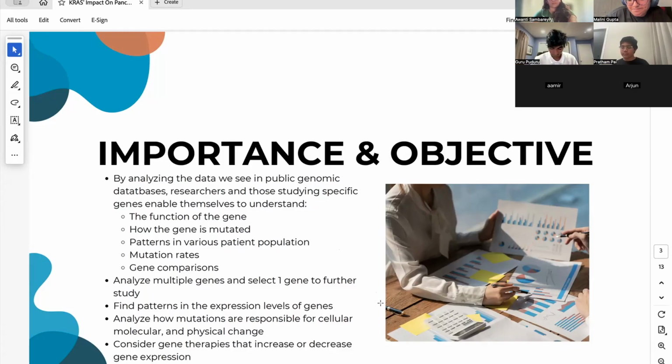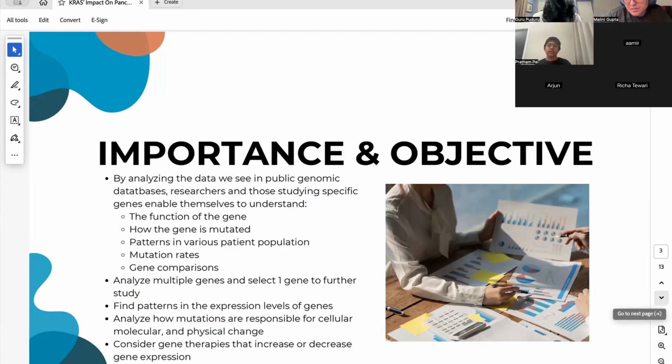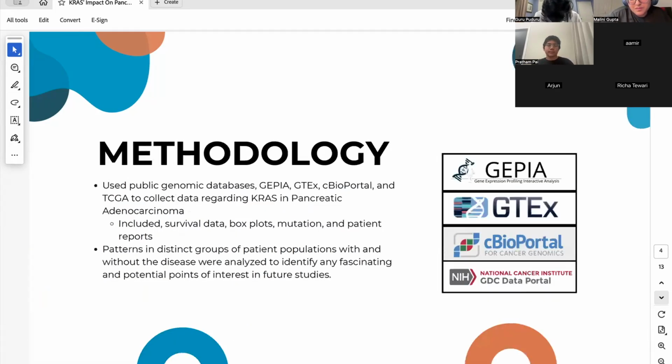And finally, it's important to consider the solutions that we can implement in our daily research that can allow patients struggling due to these diseases to find therapies that target these genes, either oncogenes or tumor suppressors. And again, I used genomic databases, GEPIA, GTEx, cBioPortal, and TCGA, and all these databases get their data from TCGA, which records all the data from all the patients they see coming through the hospitals. And then all the patients are put into distinct groups of data.